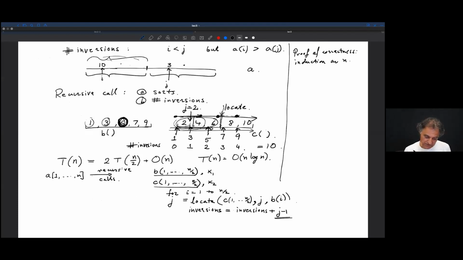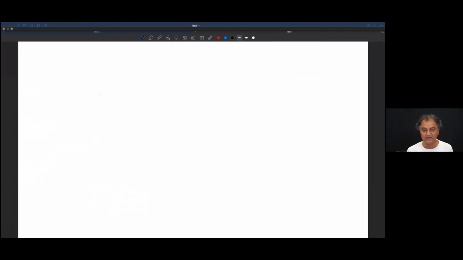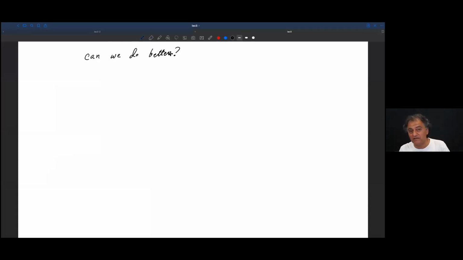Okay, so now let's do one other thing about sorting, which is let's try to understand this question: can we do better? We said the algorithm is order n log n, so can we do better than n log n? To understand this, we're going to again do an abstraction. Remember, algorithms is about abstraction.